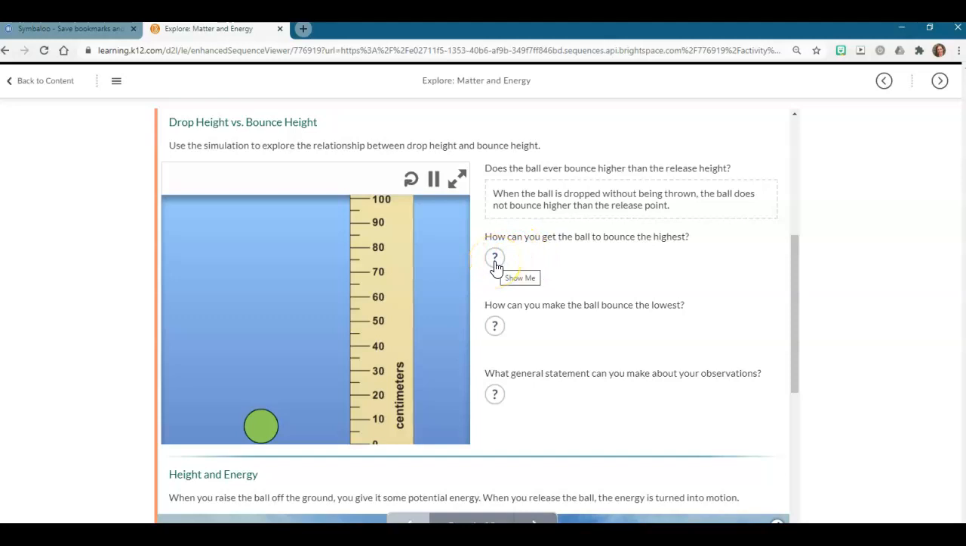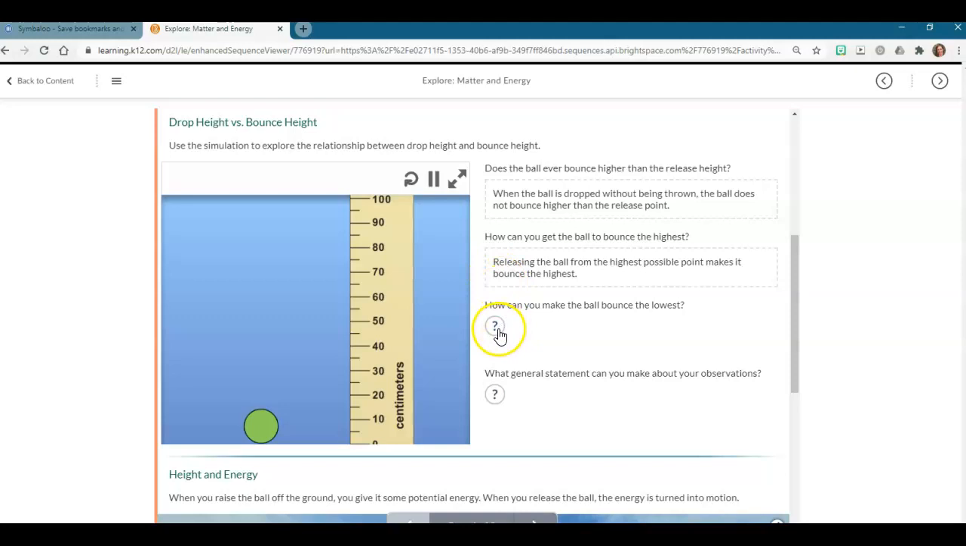So you know when you want a ball to go really high in the air, you have to put a lot of force on it. So it says either you can release the ball from the highest possible point, and that would make it bounce the highest. So increasing the height, or you could add some force to it.